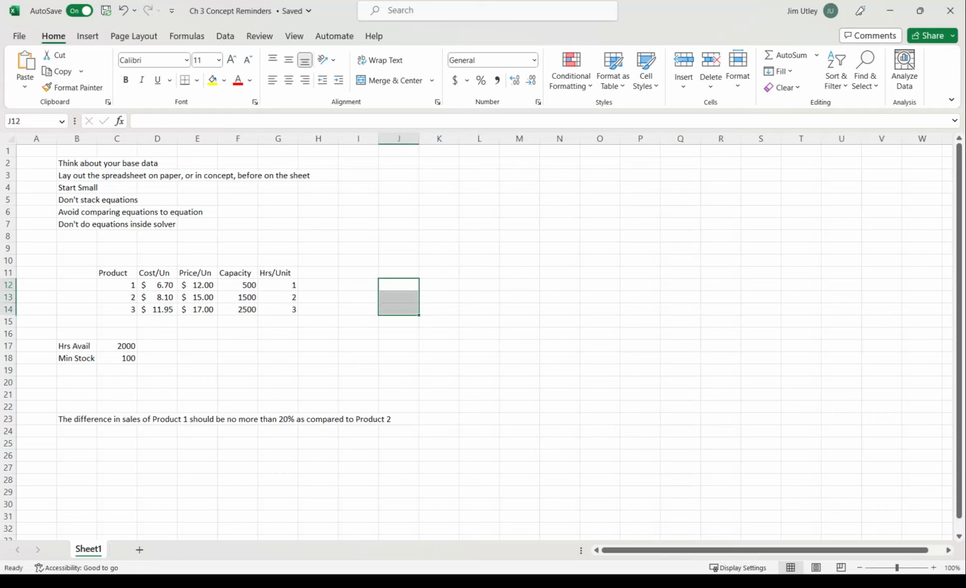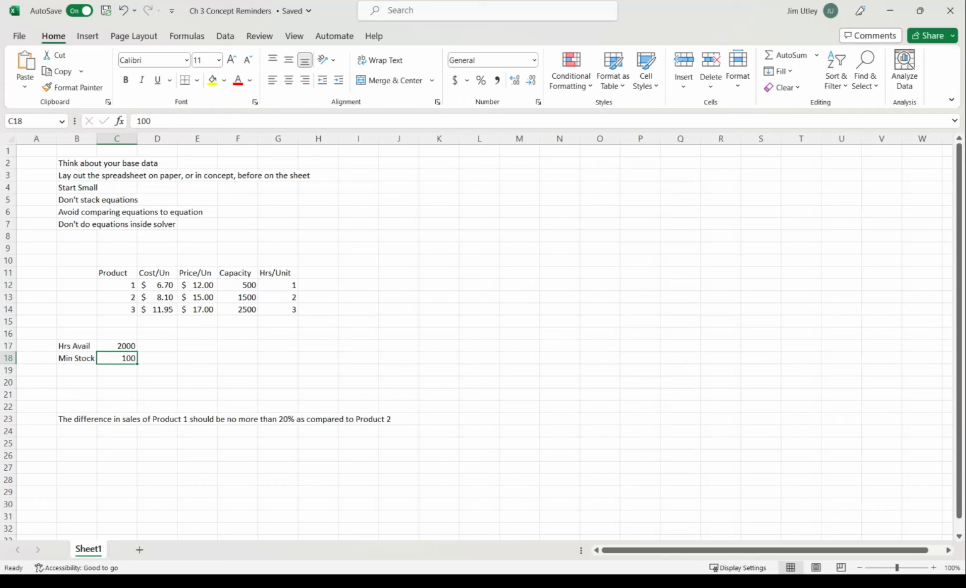In this case, we're imagining this is a problem that is saying to maximize the profit of this manufacturing company making these three products with these three costs, these three prices, these three capacities per unit, these three hours per unit. This is available hours to produce. This is the minimum stock. We're going to start just with those constraints, and we're going to come back for this other constraint.